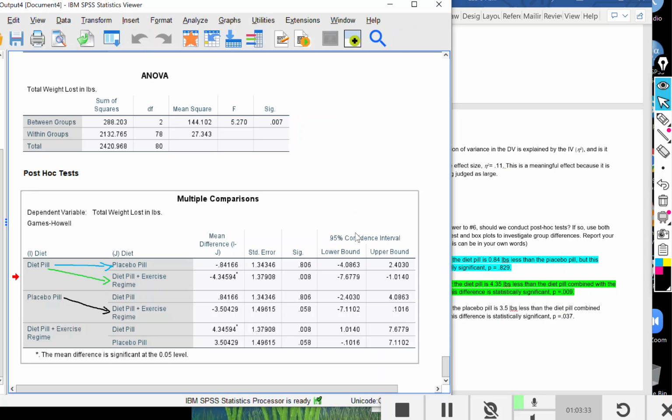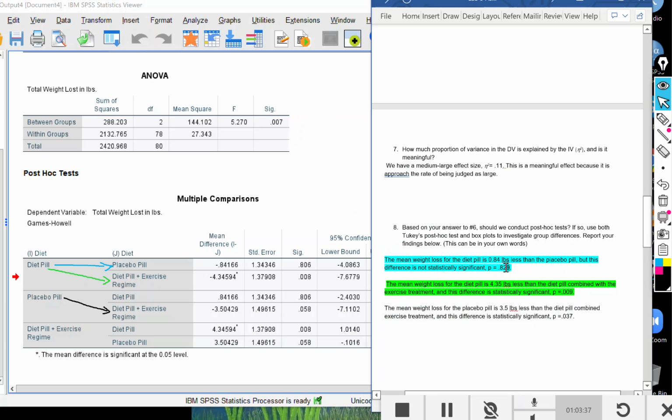So really, the case would be, so what? And this should probably be 0.0806. We'll just round that up to 0.81.